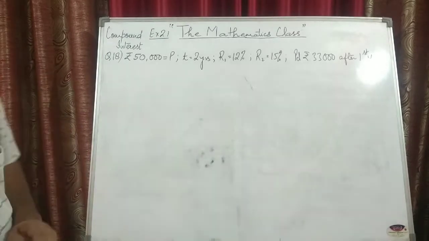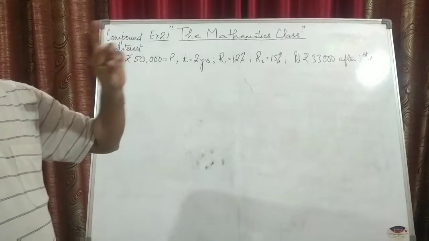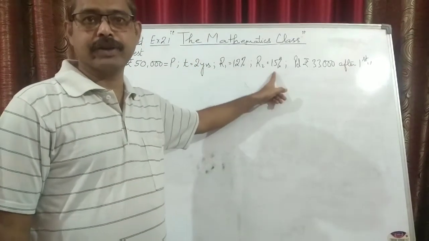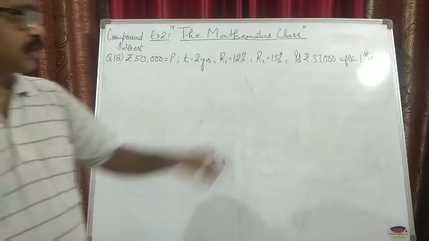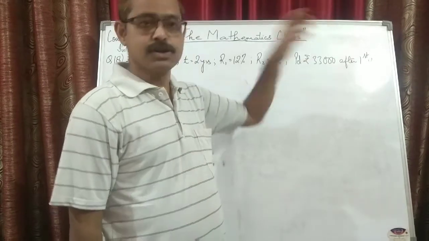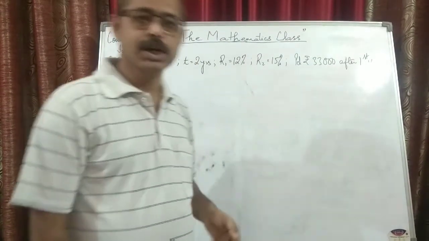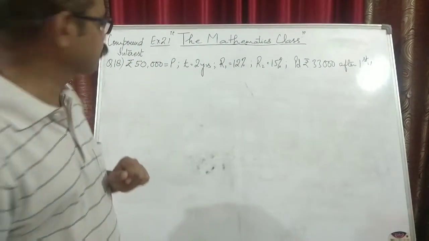They say that Jaya borrowed rupees 50,000 for 2 years at different rate of interest. Rate of interest on the first year was 12%. Rate of interest for the second year was 15%. At the end of first year, she repaid 33,000. So how much amount she has to pay back at the end of 2 years so that all the loan or debt is cleared? So what are we going to do?